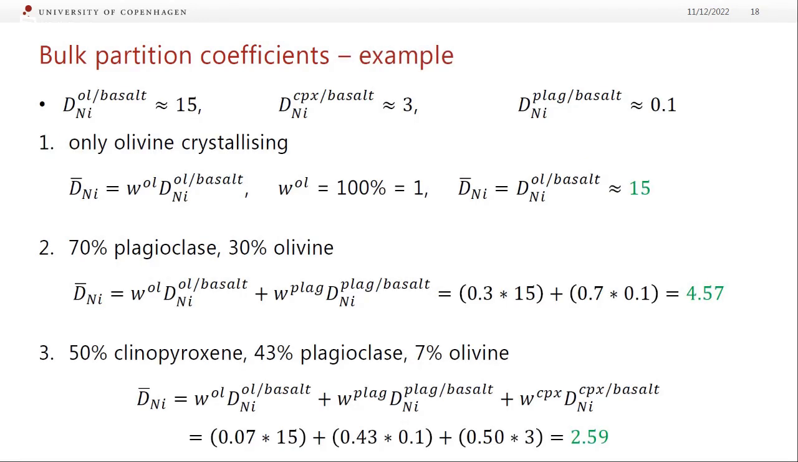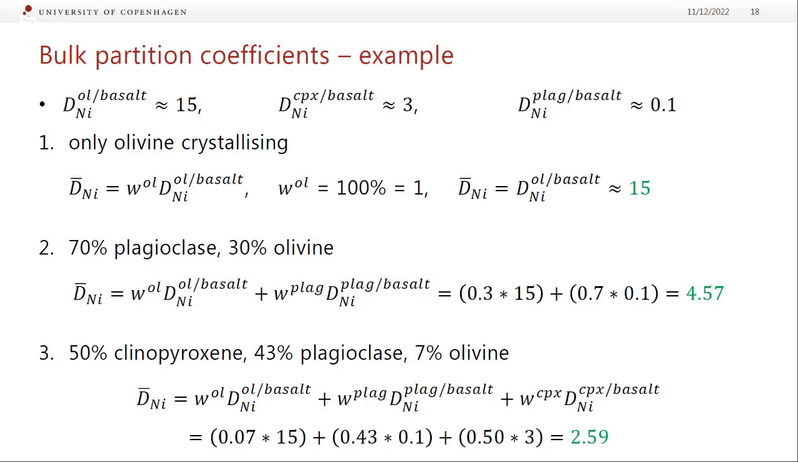All right, so I've got an example of that here. The partition coefficient for nickel between olivine and basalt is 15, so it's highly compatible with olivine. For clinopyroxene and basalt, it's 3, so it's compatible, but not quite as compatible. And for plagioclase and basalt, nickel is not compatible in plagioclase, right? We're less than 1, so it's incompatible.